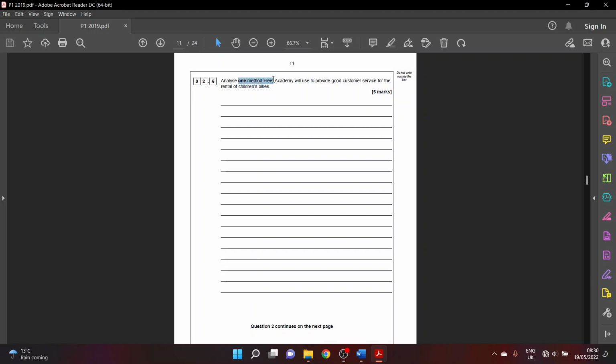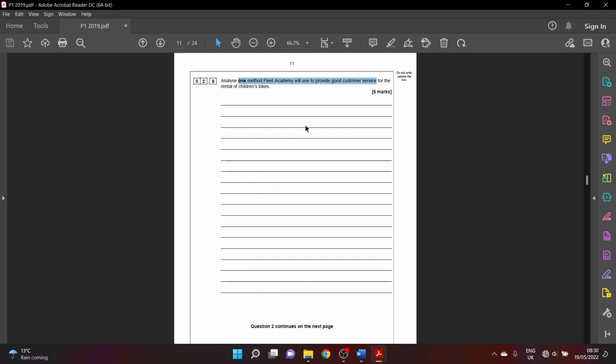In this case, it's one method they could use to provide good customer service. You've got to reference the case study, but it's just one method clearly explained. You might be asked for one advantage, one disadvantage, one impact. An impact or an effect can be positive or negative, but it will be just one thing.